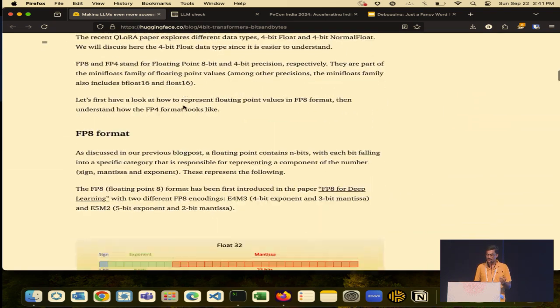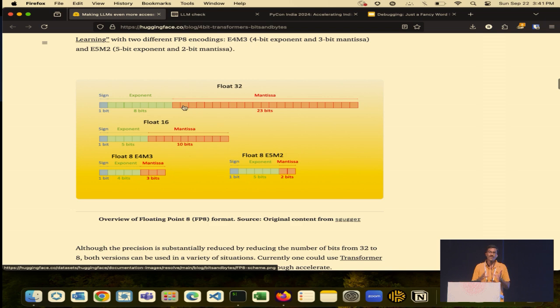This is the paper behind it, and you can read through the article if you want. In quantization, the parameters of every model are stored in 4 bytes, and QLoRA brings that to 4-bit.